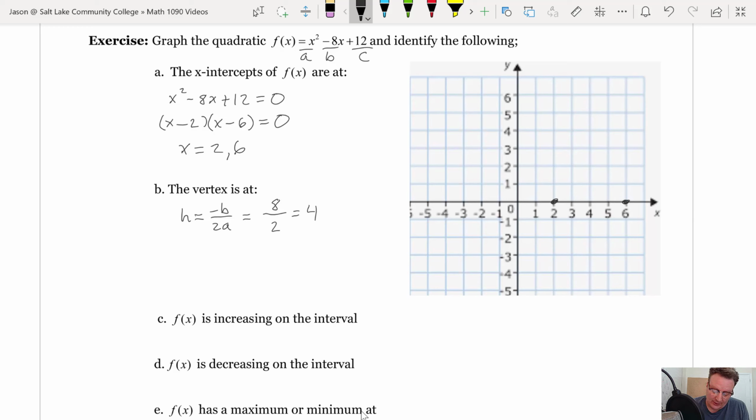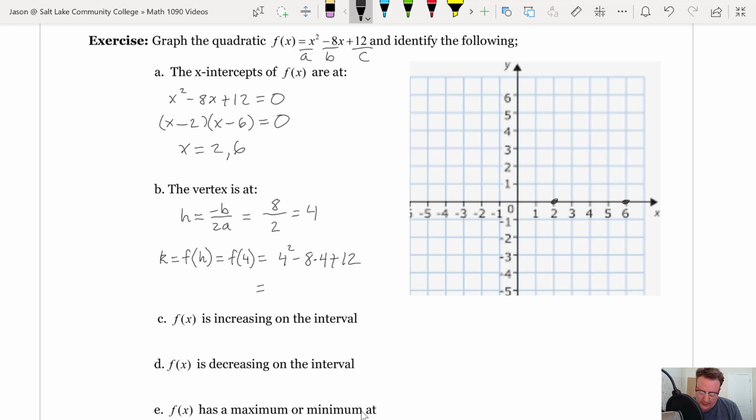This is also something you just need to kind of memorize. k is equal to the quadratic function evaluated at h. So this is going to be f of 4, which is going to be 4 squared minus 8 times 4 plus 12. What does that simplify to?